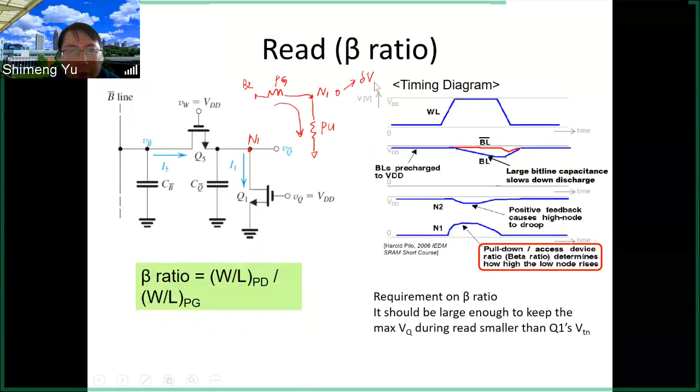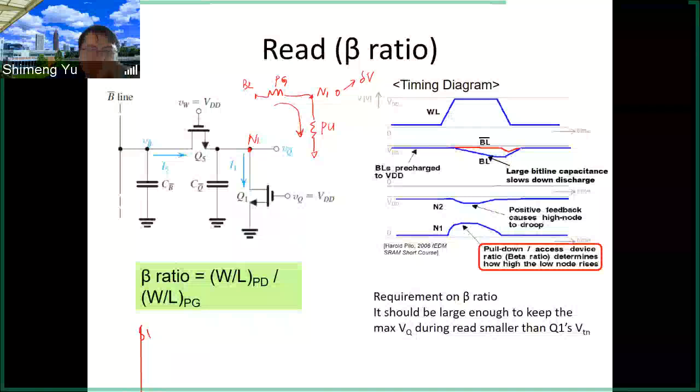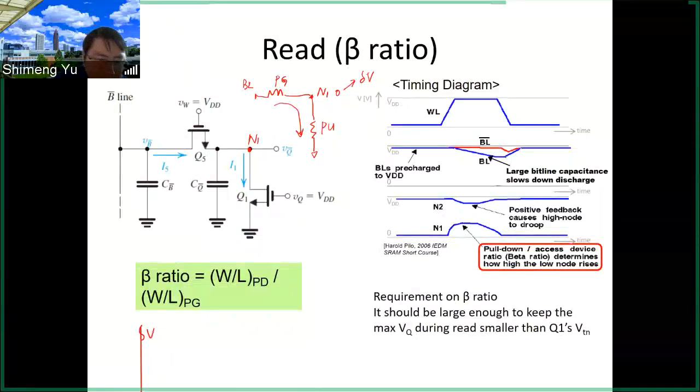Therefore, you want the delta V to be small. This is the increase of the N1 voltage. You want this one to be small during the read.